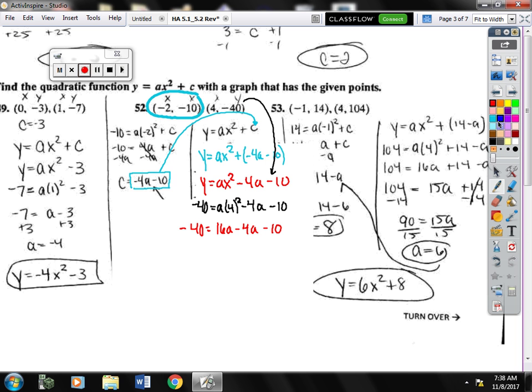Combine your like terms. And then we'll add 10 to both sides. And then we'll divide by 12. So we could reduce this, dividing by 6. Negative 5 halves, so negative 2.5.